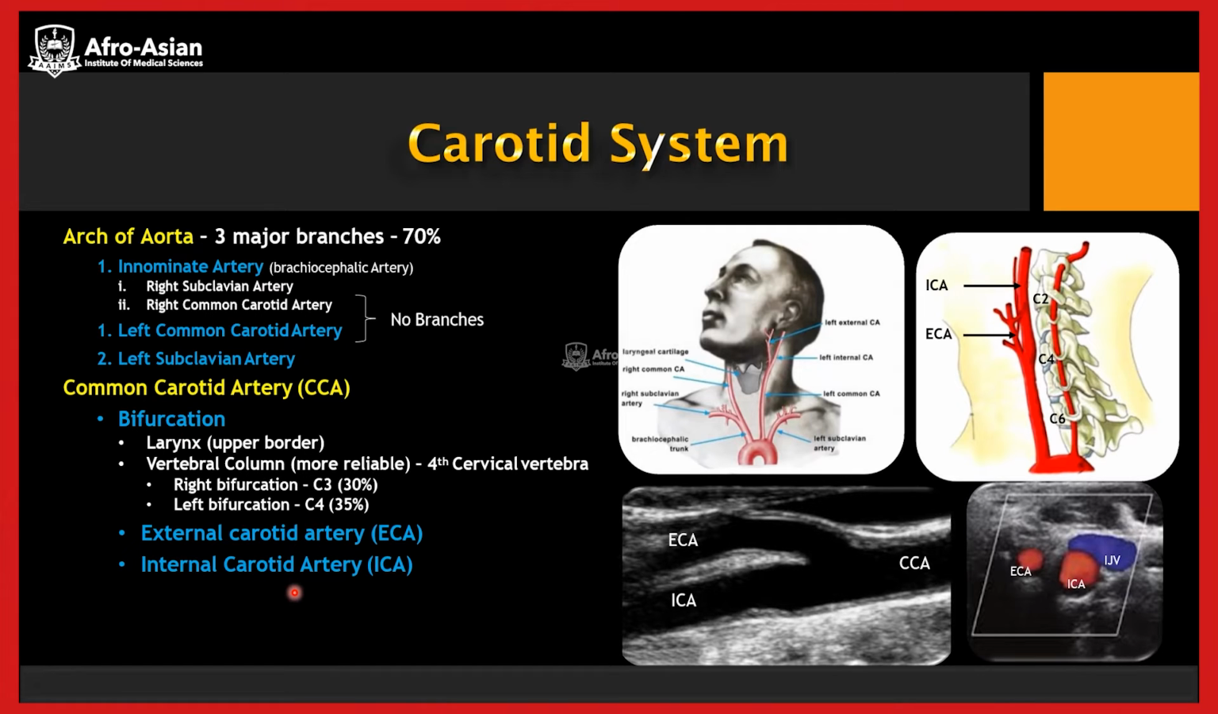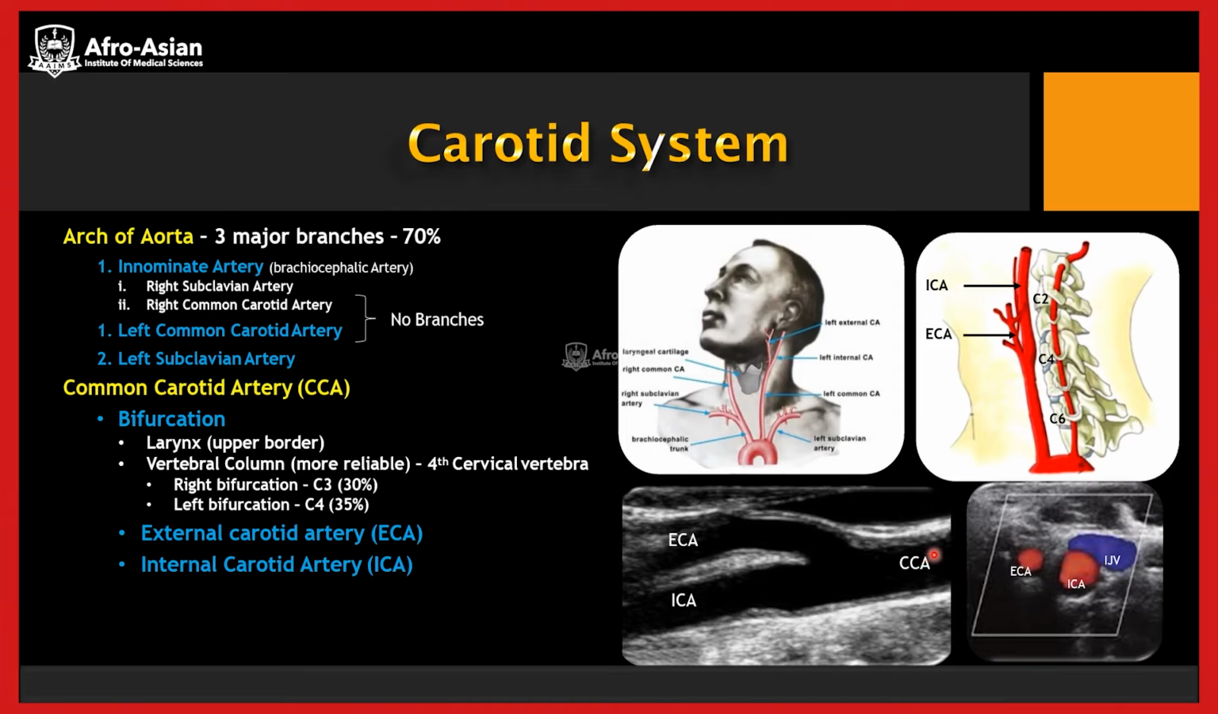The common carotid artery bifurcation is at the upper border of the larynx. This is the larynx here. The vertebral column is more reliable, fourth cervical vertebra. There will be right bifurcation, left bifurcation. On the right side, the bifurcation is at the level of C3, and on the left side, the bifurcation is at the level of C4, at the cervical vertebrae level. The branches are the external carotid artery and internal carotid artery.